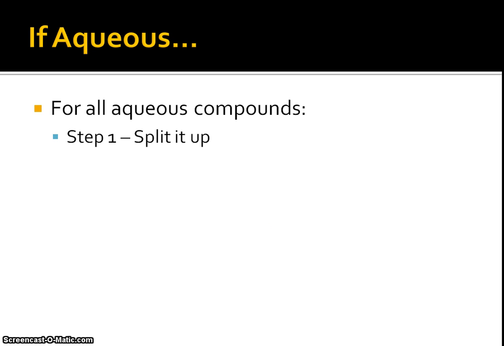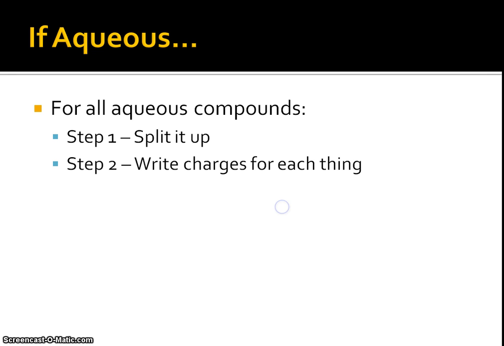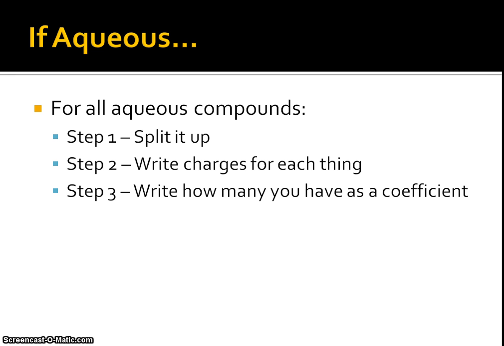So for any aqueous compounds, you're going to break it apart, write charges on everything, and then write how many you have as a coefficient. So what you'll need to do is go through your reaction and figure out what's aqueous and what's not. The reactants you can assume will be aqueous. It's the products that you'll have to check the solubility rules. And if it's AQ, again, you're going to break it up, put your charges on it, and tell me how many you have.